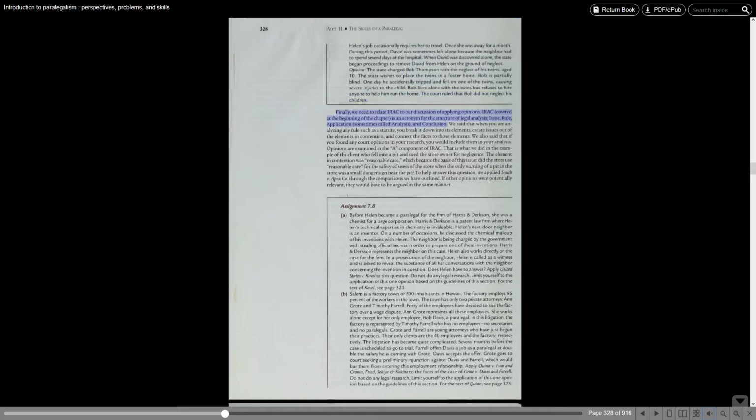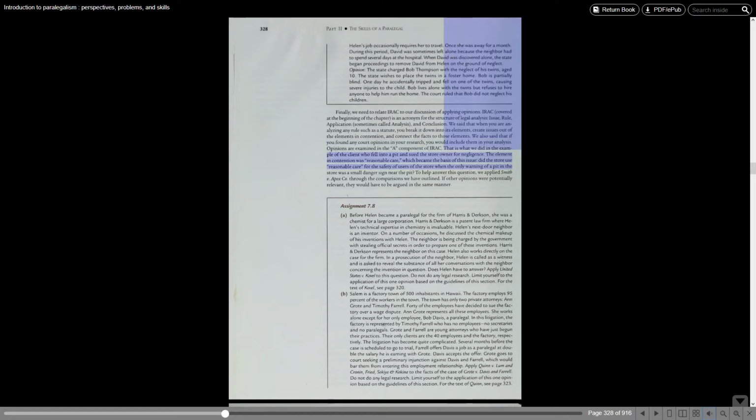Finally, we need to relate IROC to our discussion of applying opinions. IROC, covered at the beginning of the chapter, is an acronym for the structure of legal analysis: issue, rule, application, sometimes called analysis, and conclusion. We said that, when you are analyzing any rule such as a statute, you break it down into its elements, create issues out of the elements in contention, and connect the facts to those elements. We also said that if you found any court opinions in your research, you would include them in your analysis. Opinions are examined in the A component of IROC.